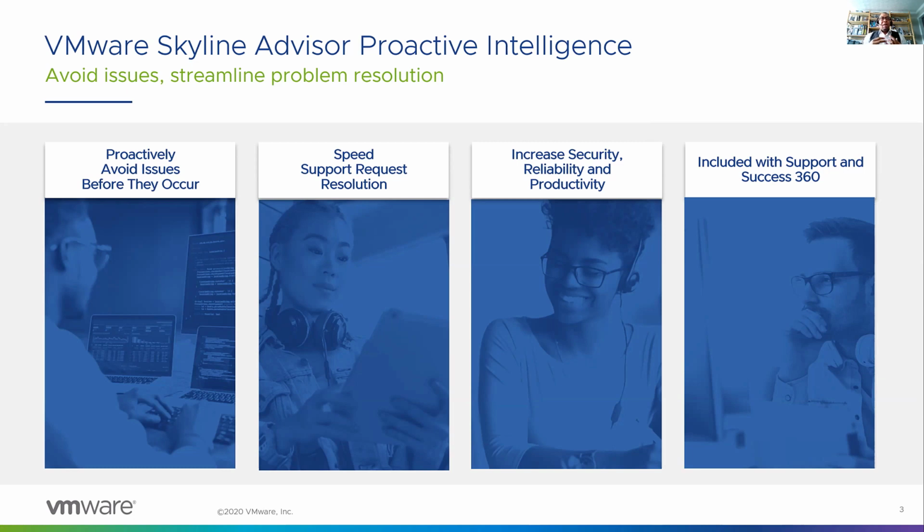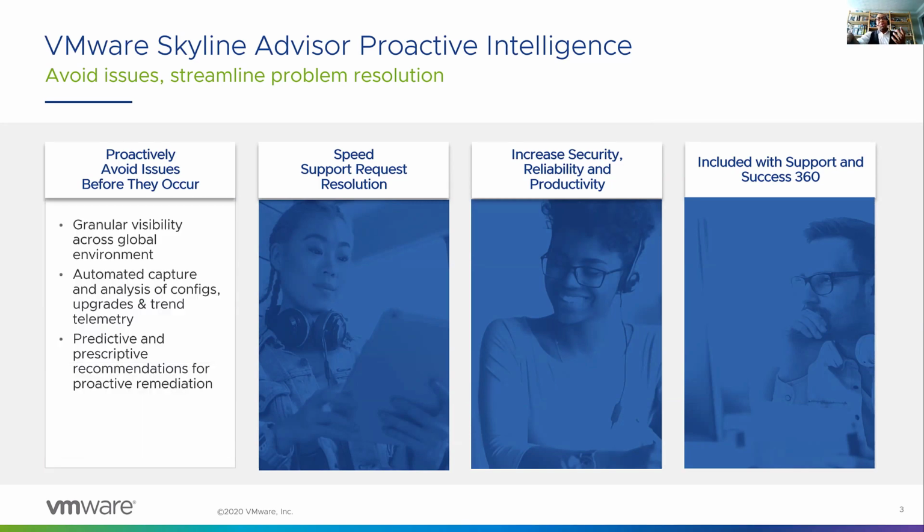So here goes. As a customer, I'm sure you're all very familiar with the reactive support scenario, right? You experience an issue in your environment, you open up an SR with VMware, and then our tech support team troubleshoots with you to help solve that issue. Well, with that being said, Skyline is actually the next step in that process. It is a proactive support technology, meaning that it can help you avoid issues before they happen, so you don't even have the problem in the first place.